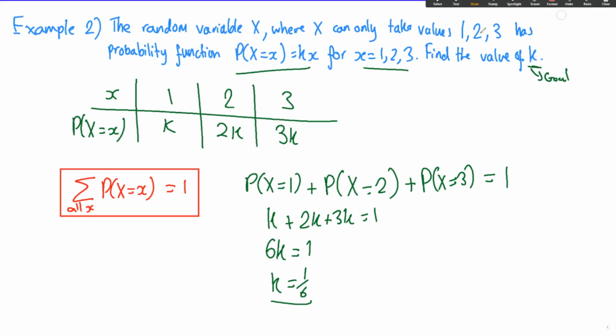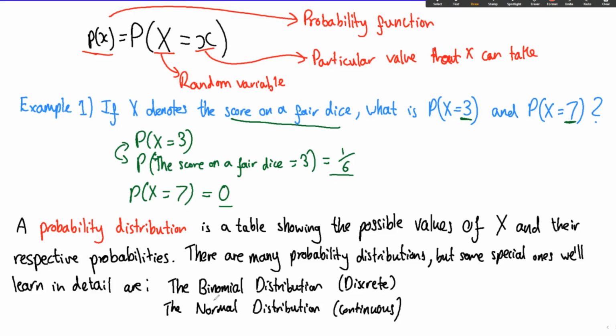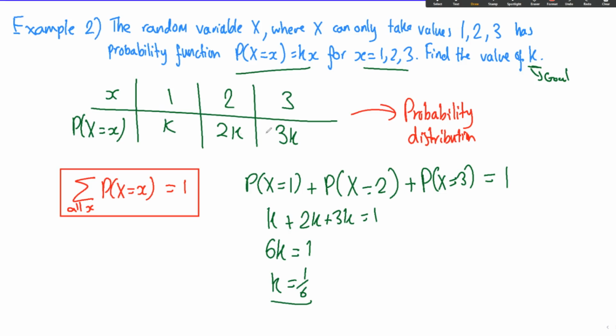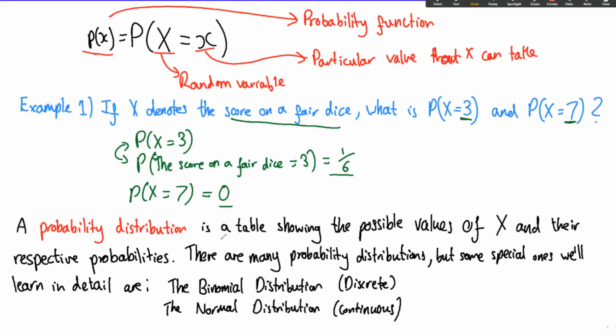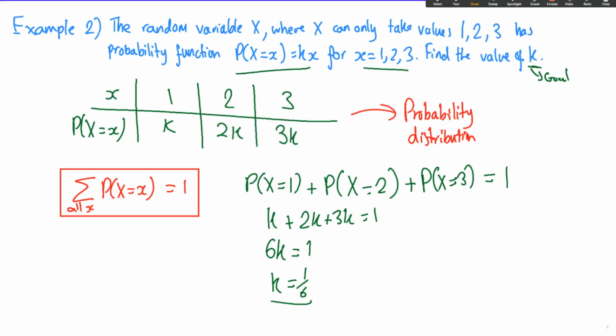And this table that we've drawn is actually our probability distribution. So if you've learnt about the binomial or the normal distribution, those aren't actually the only distributions. For example, this here is a probability distribution in itself. It's just that with the normal and binomial, we learn how to do different things with them, and they're really useful. That's why. But yeah, this itself is a probability distribution.